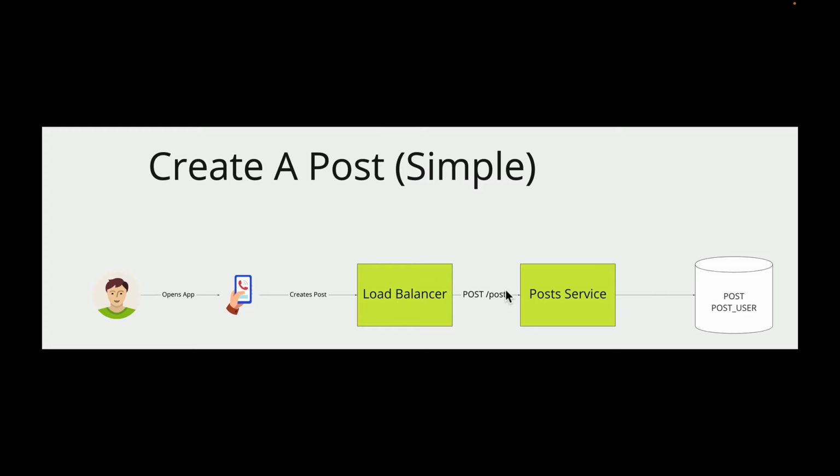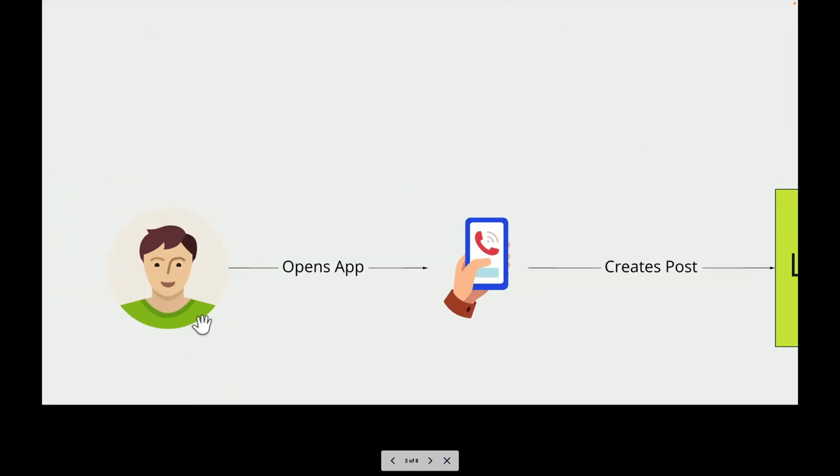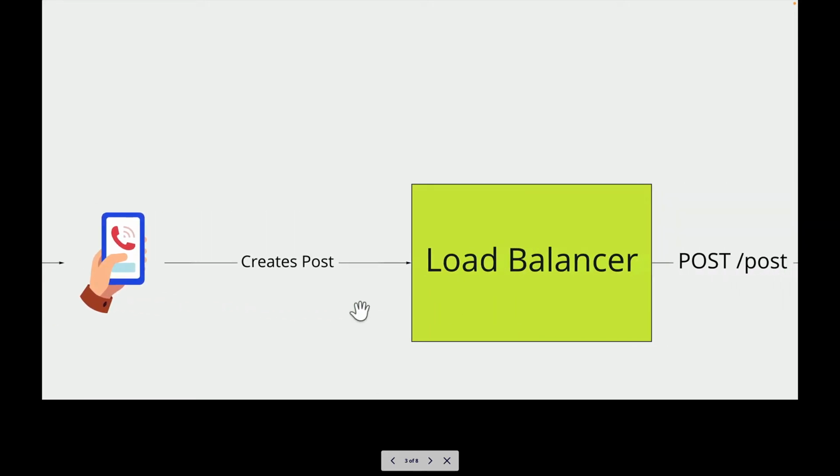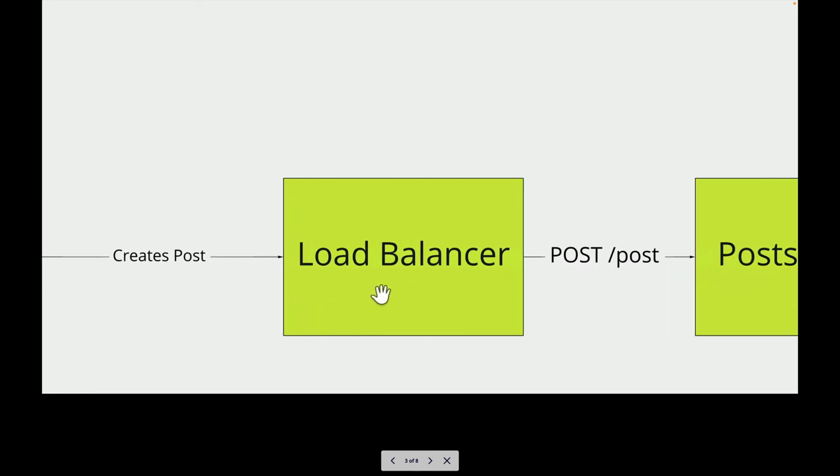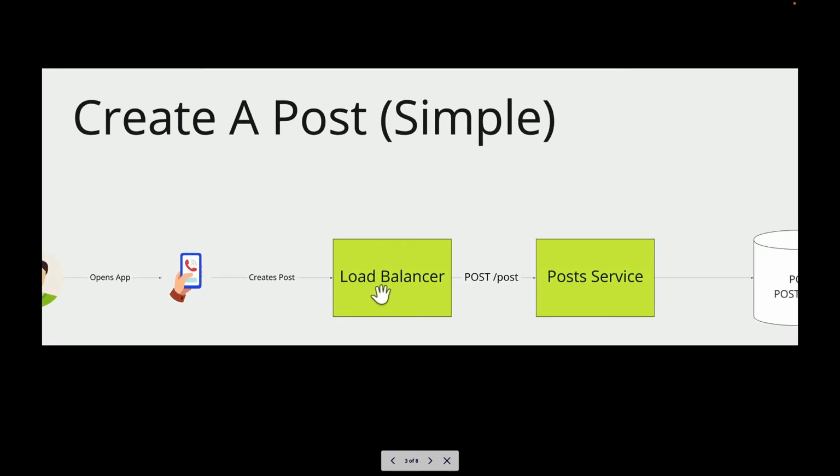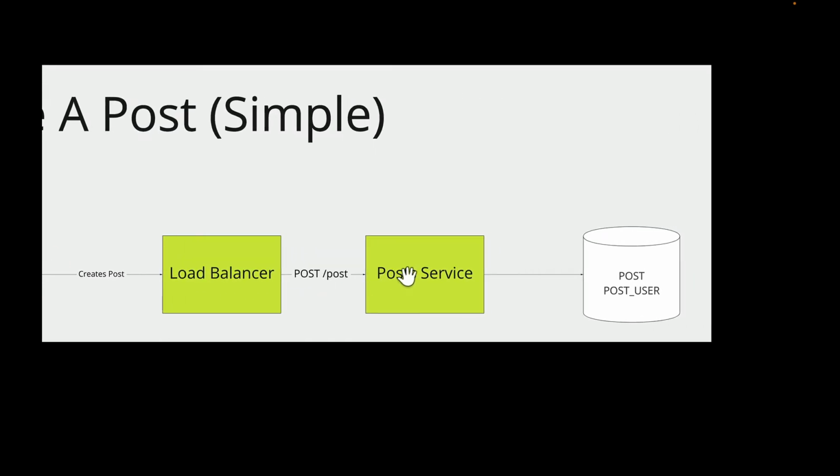All right, so to create a post, the first thing the user has to do is, of course, open the app, which is over here. The user opens the app and then goes ahead and creates the post. Once they create the post, the first thing the front end would do is hit our load balancer. The load balancer is going to figure out which API server to hit. And then our first microservice, which in our case is going to be called the post service, is going to be hit with a post request.